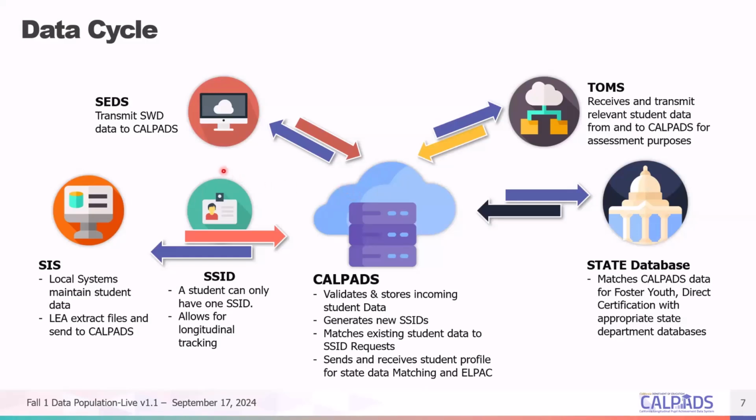In order to meet reporting requirements while preserving and protecting the personal nature of student data, each student must be assigned a statewide student identification number, or SSID. And once the SSID is obtained, a student's enrollment and associated data can be reported and tied to the student in CalPADS. And this process of obtaining SSIDs and reporting student information is called SSID enrollment.